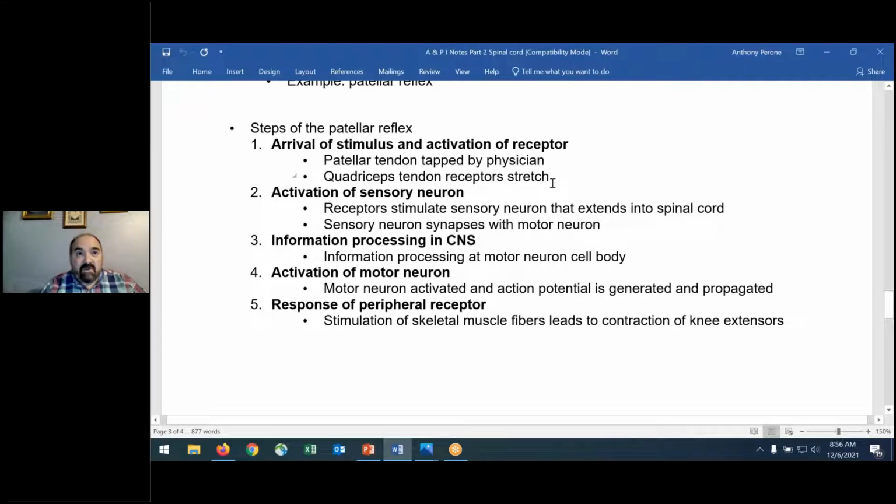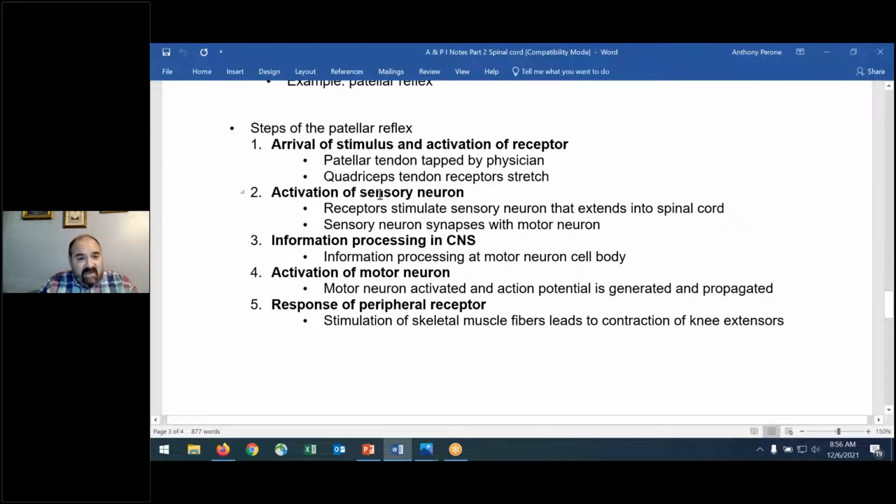And so what's happening, folks, is that the quadriceps, right? So we have the vastus medialis, vastus lateralis, vastus intermedius, as well as the rectus femoris. That's the quadriceps, right? Those four muscles. That tendon is stretched. So then there's an activation of the sensory neuron. So the reflex, the receptor is activated, and then it has to send a signal.